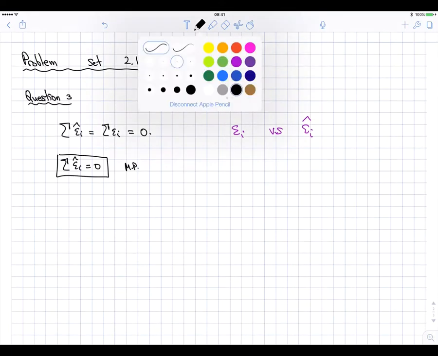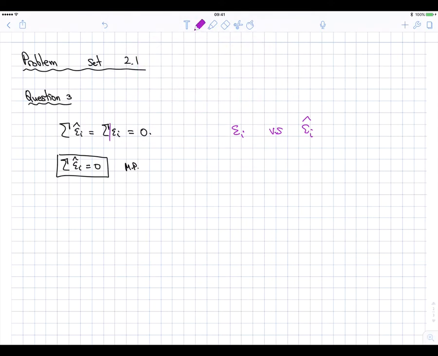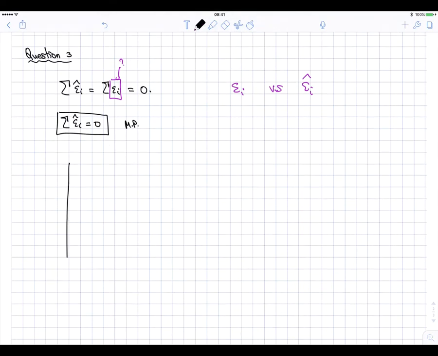Do you know what the epsilons are? The actual epsilon? Do you observe them? No, you don't observe them. What makes you so confident they should add up to 0? What feature makes you so confident that they should add up to 0? Let me give you a counterexample.